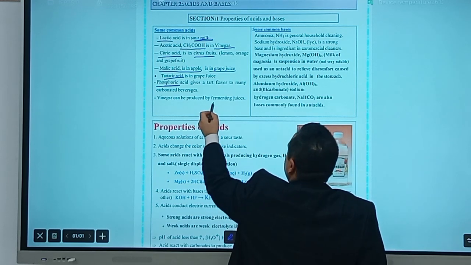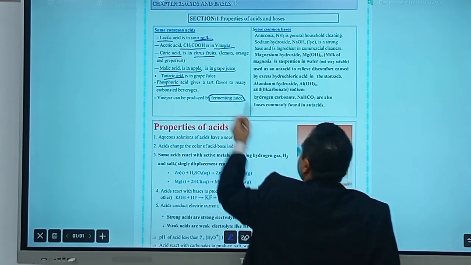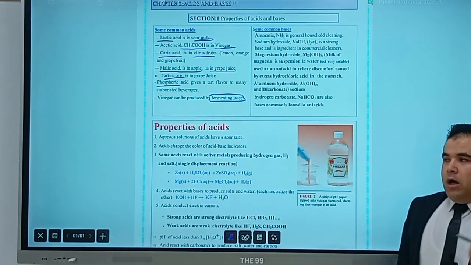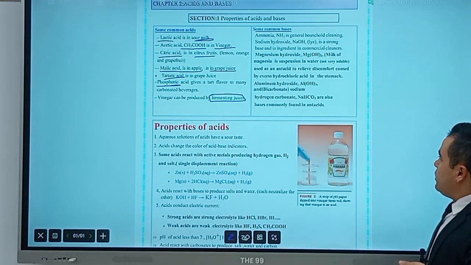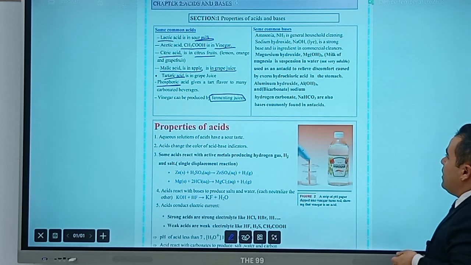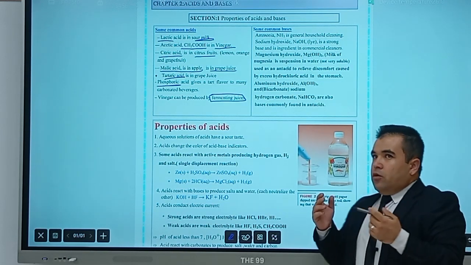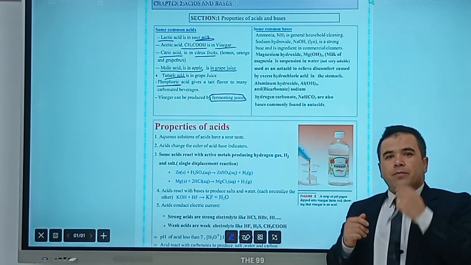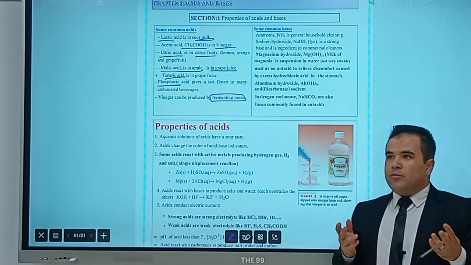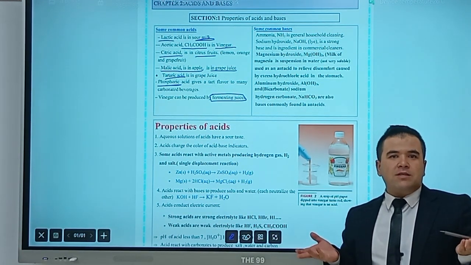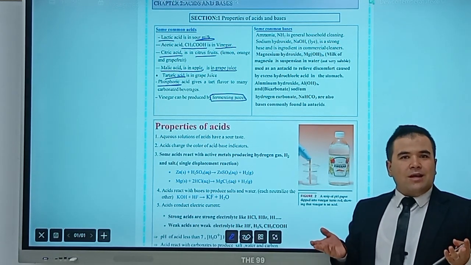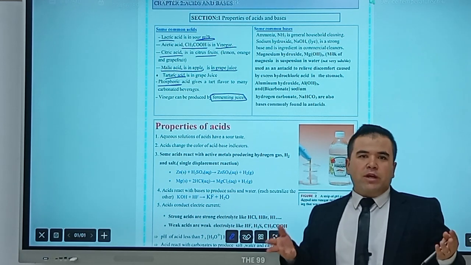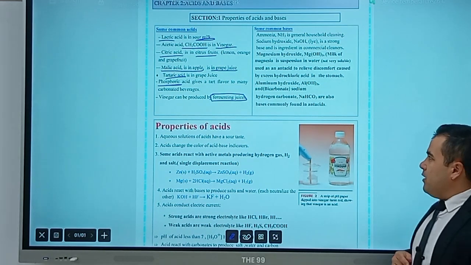Vinegar can be formed through fermenting juices. Whenever we ferment the juices of some fruits, we will be able to obtain vinegar, guys. So in general, we have to know the acids and the products. For example, you may be asked, milk contains what type of acid? You have to know that it's lactic acid, citrus fruit, citric acid, carbonated beverage, phosphoric acid, and so on for the other acids.